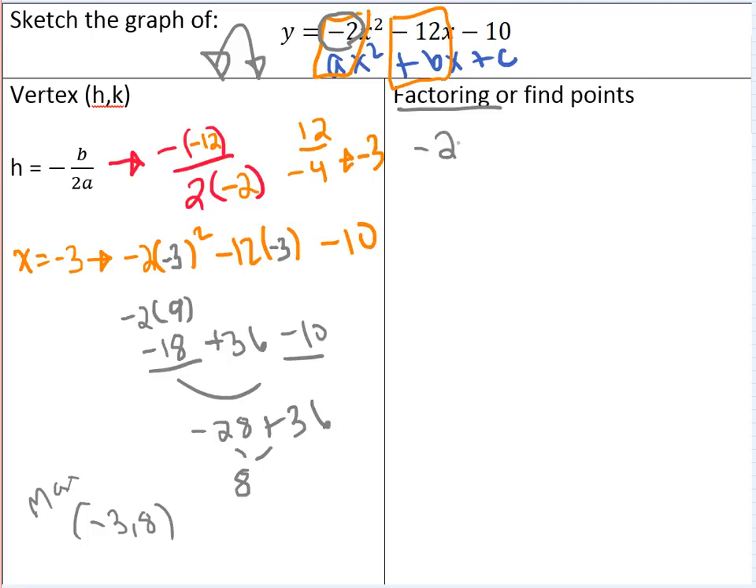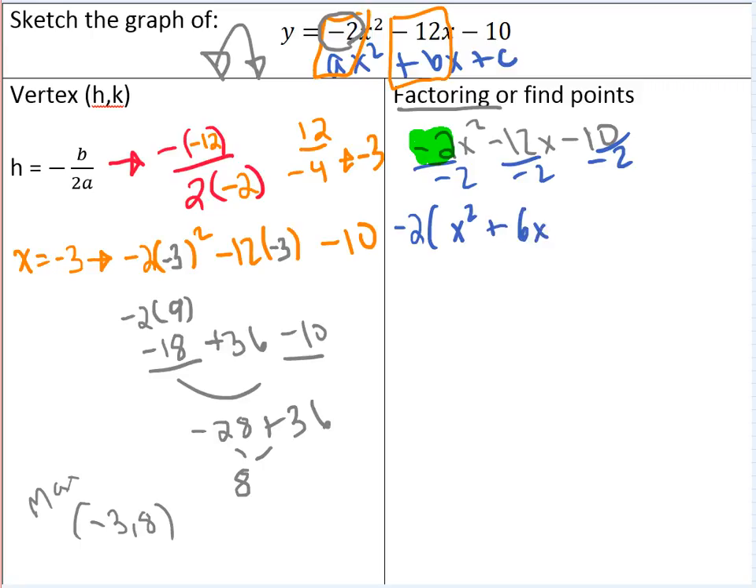So we have negative 2x squared minus 12x minus 10. Let's go ahead and factor out this negative 2 because it's hindering my factoring. So we're going to take that, move it to the outside. Then we're going to divide everything by that number. Negative over negative is a positive x squared. Negative over negative is a positive. 12 over 2 is 6x. Negative 10 over negative 2, that's positive 5.